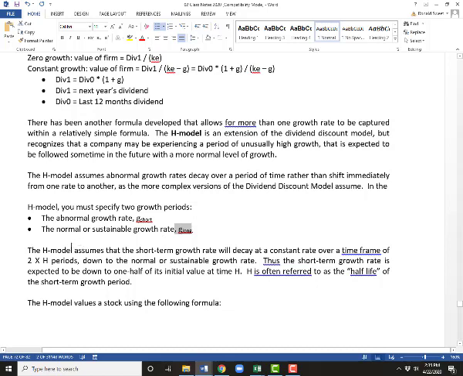How long is that period of time? Well, the H model assumes that the short-term growth rate will start at that rate the first year and will decay and decline year after year after year for 2 times H periods. So your H is the half-life of that short-term growth period. So if we think it's going to take 10 years to get from the short-term growth rate to the long-term growth rate, then our H will be 5. If we think it's going to be 20 years, then our H will be 10.